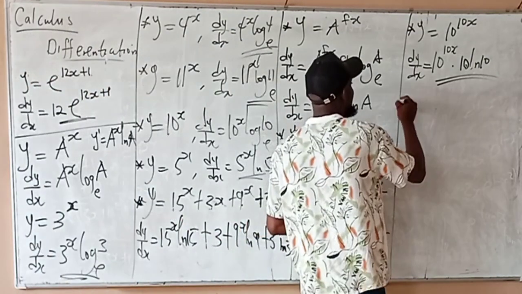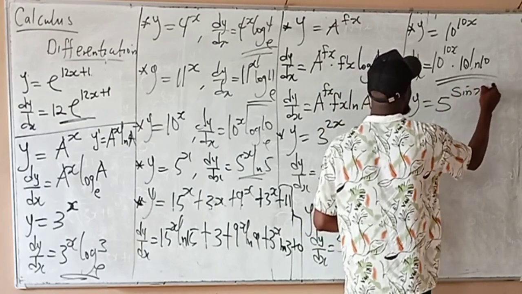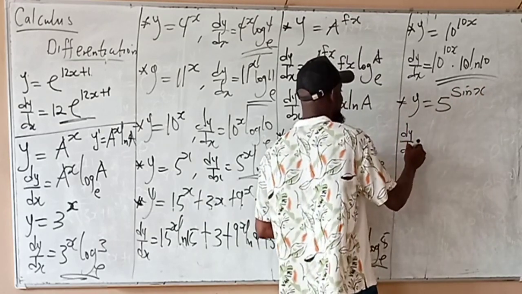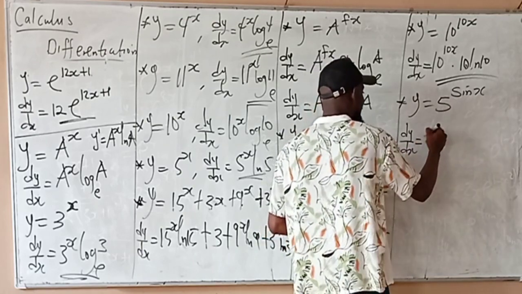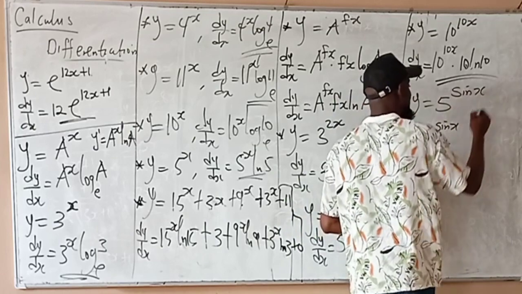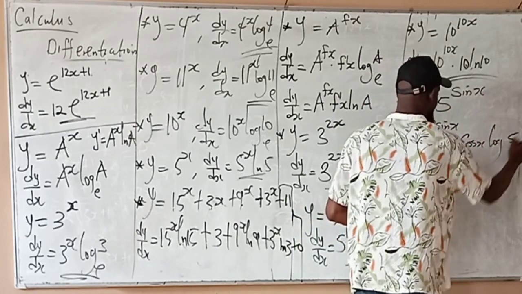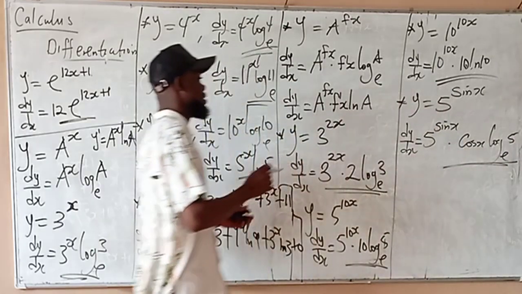Now let's start something. If y is equal to 5 raised power sin x, what is dy over dx? That will be 5 raised power sin x. Remember the question first, times differentiate sin x, and we will have cos x, log of the base to be the answer.